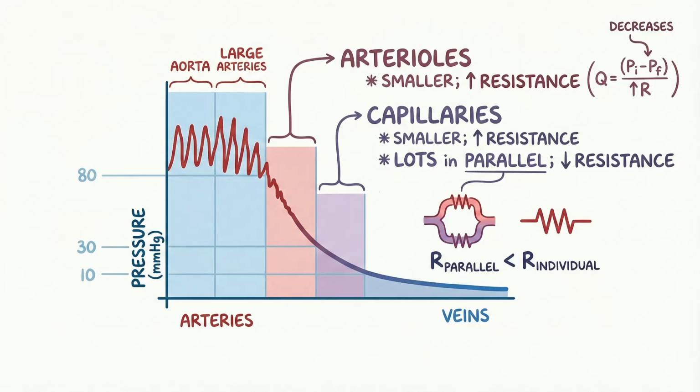Across the capillaries, the pressure drops from 30 mm mercury down to about 10 mm mercury. So the pressure drop is greater across the arterioles than the capillaries, even though capillaries are even smaller, which means even more resistance. The pressure drop is less, though, because there are so many capillaries that run in parallel to one another that it helps to reduce total resistance, since total resistance for vessels in parallel is less than the resistance in any individual vessel.